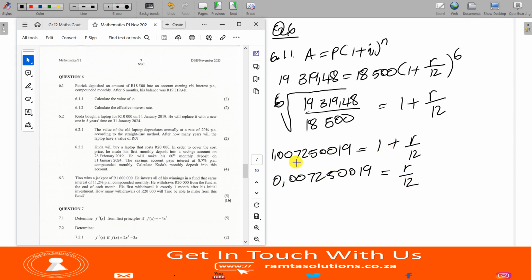Because 1.00725 and so on minus 1 will be this. Now this we multiply by 12. So what does it become? It becomes 0.087000. It's fine, I'm going to leave it there, equals R. Therefore, when we multiply by 100, our R is basically 8.70%. Okay, so this is the value of R. Perfect. Moving on.